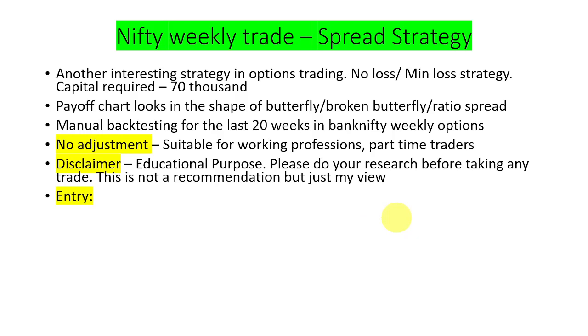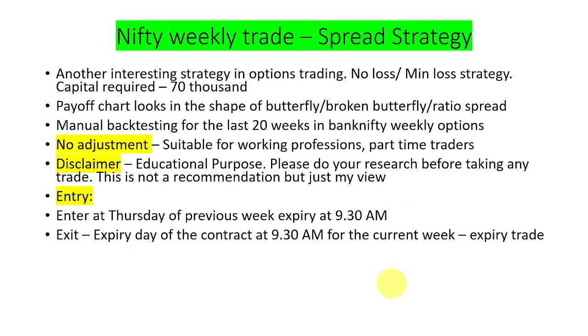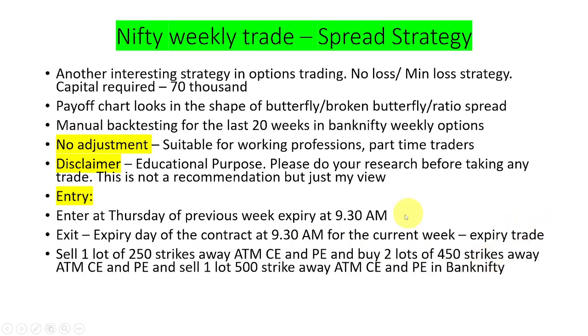So let's get into the core of the strategy. The entry is on the previous Thursday of expiry at 9:30 a.m. Suppose the weekly expiry is on the 14th, then we are entering on the 7th, which is again an expiry day, in the morning at 9:30 a.m. We will be exiting on the 14th, the current week expiry day, at 9:30 a.m. again. We are exiting in the morning so that we can do our expiry day trade, if we have capital. That is the reason we are exiting in the morning.